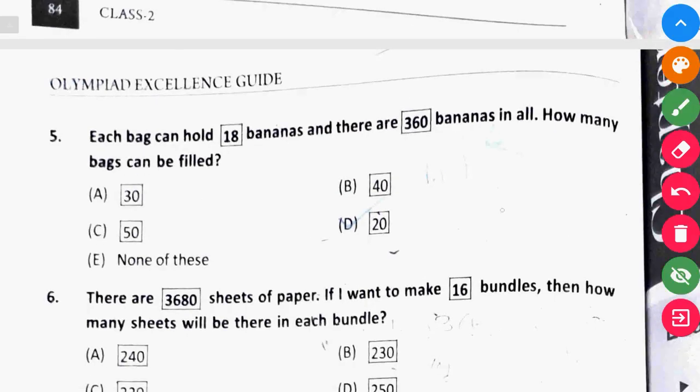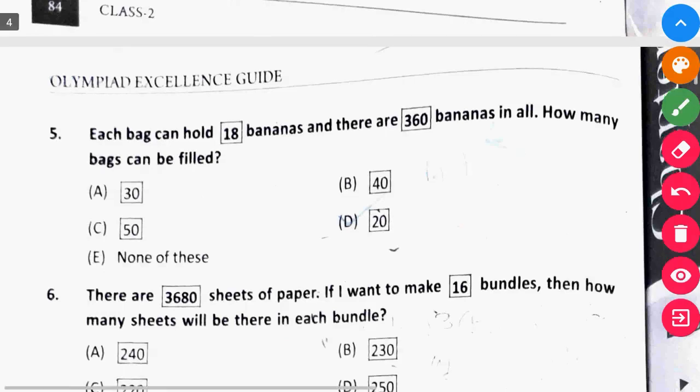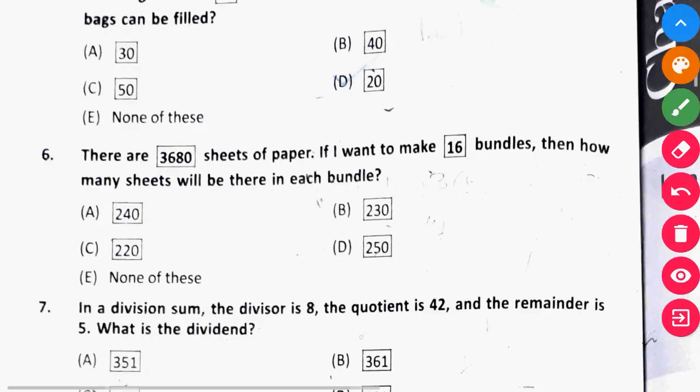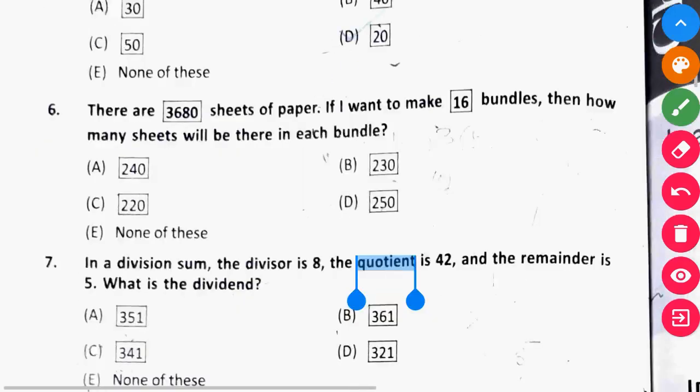You can do it again at home for homework. The next one is also for homework. 3680 sheets of paper are given to you, you want to make 16 bundles. So in each bundle how many sheets will come? So just divide 3680 by 16 and you will get your answer.